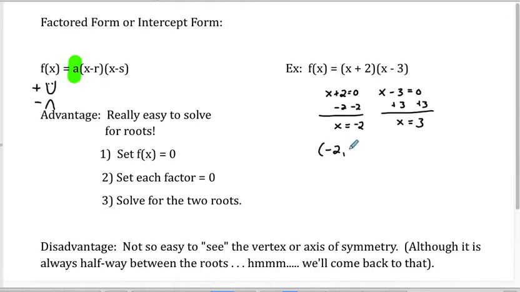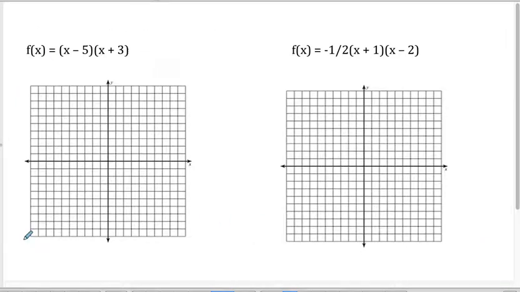We have the point (-2, 0), where y is equal to 0, and the root (3, 0). That's lovely because we know it's going to go through the x-intercept at 2 points, but we need to do a little more work to find where the vertex is and the axis of symmetry is. So let's take a look at that.